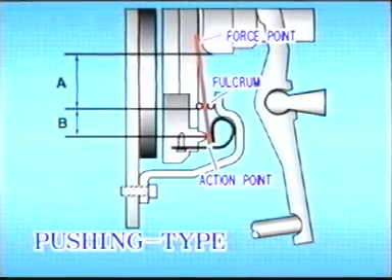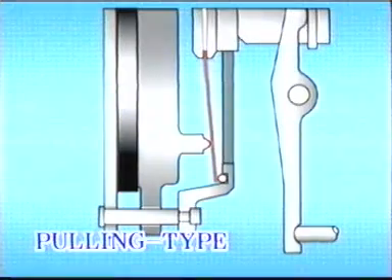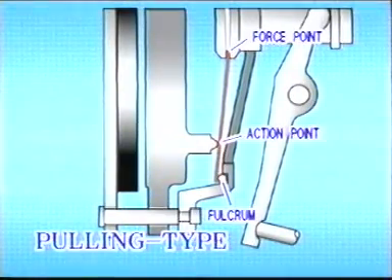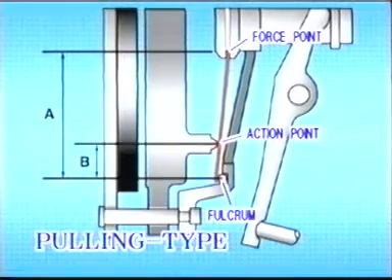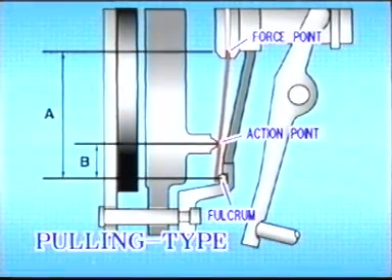There is another type to release the pressure plate using a pulling force by reversing the fulcrum and the action point of the diaphragm spring. Compared with the pushing type, the pulling type allows a bigger release lever ratio A to B. Accordingly, the bigger pushing force against the clutch disc does not make the operation of the clutch pedal heavier.